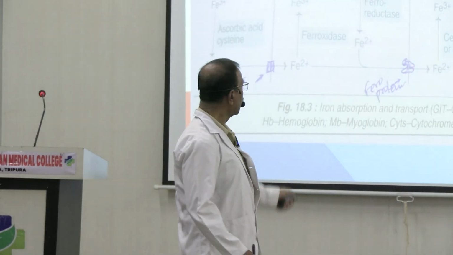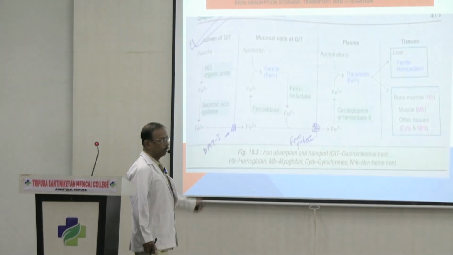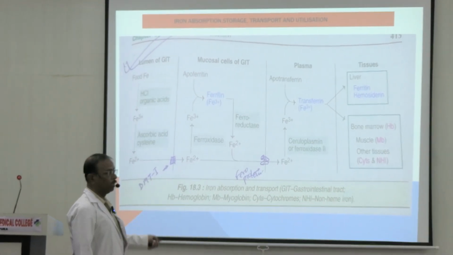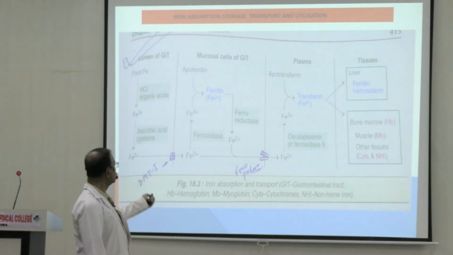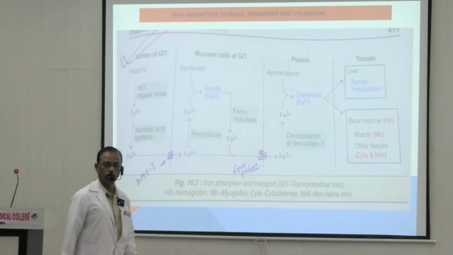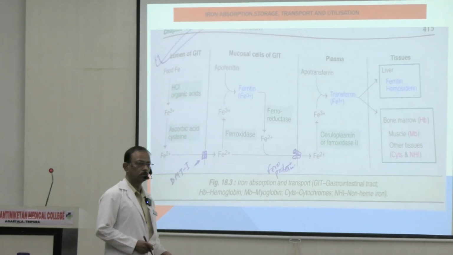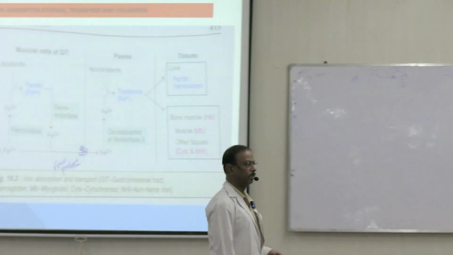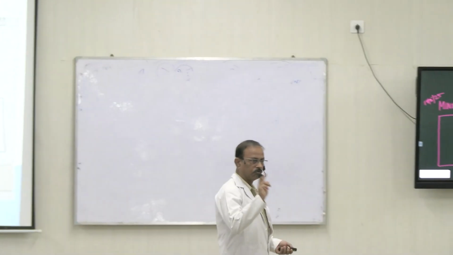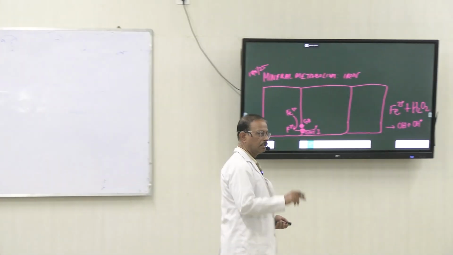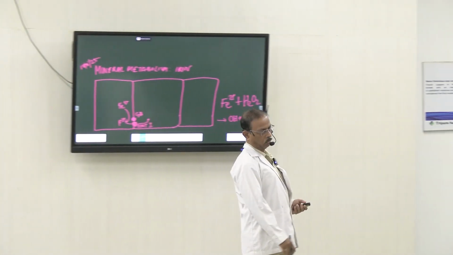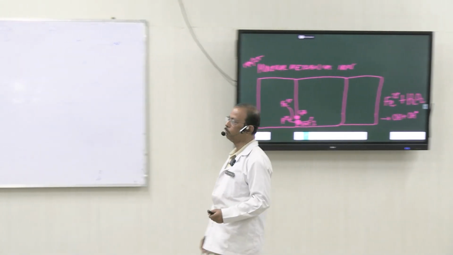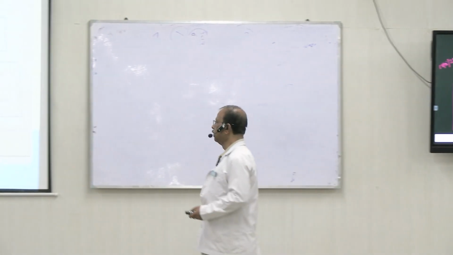That's why another enzyme, ferroxidase, immediately acts on the ferrous ion and oxidizes it into ferric ion. Now this ferric ion combines with apoferritin and produces ferritin. Ferritin is the storage form of iron in the enterocyte. Also it is the storage form in the liver, which we will come to.